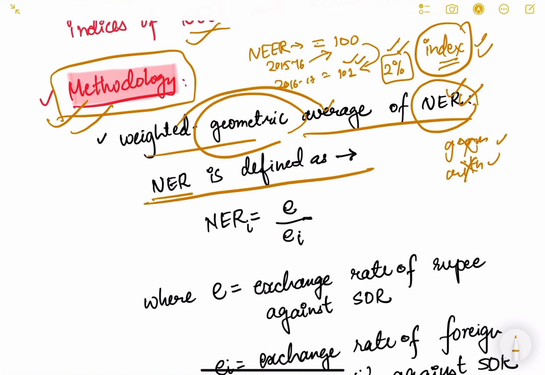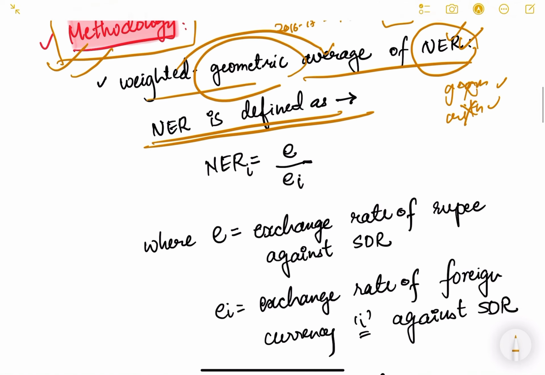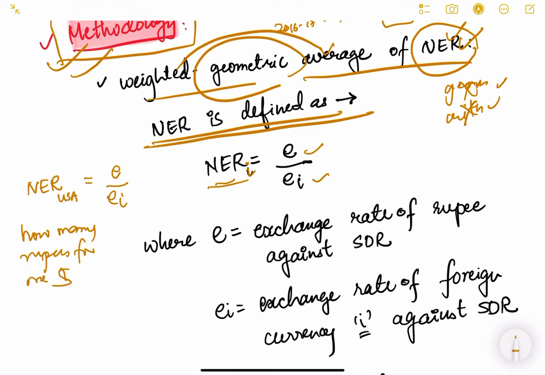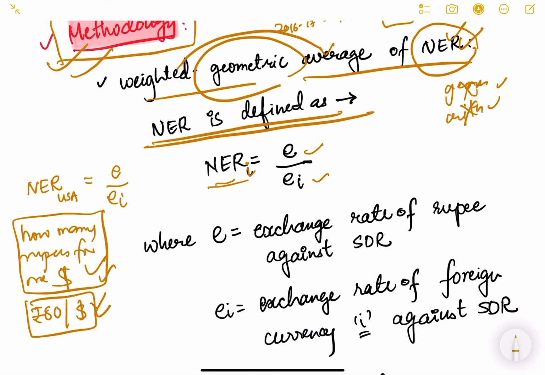Okay, and the nominal exchange rate here is defined as nominal exchange rate with respect to country I. For example, I is USA. So nominal exchange rate of India with USA is defined as E by EI. Now what is this small e? Normally, what we have seen, nominal exchange rate means how many rupees for $1. This is the nominal exchange rate definition we have been using until now. This was the layman's definition. So for example, if it is 80 rupees per dollar, that is our nominal exchange rate.